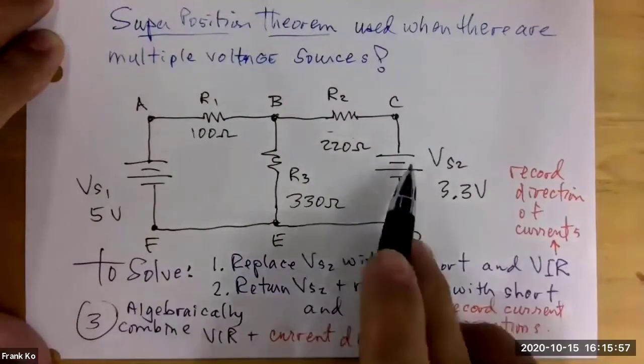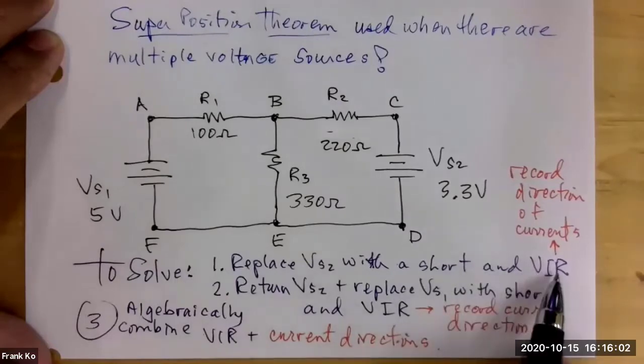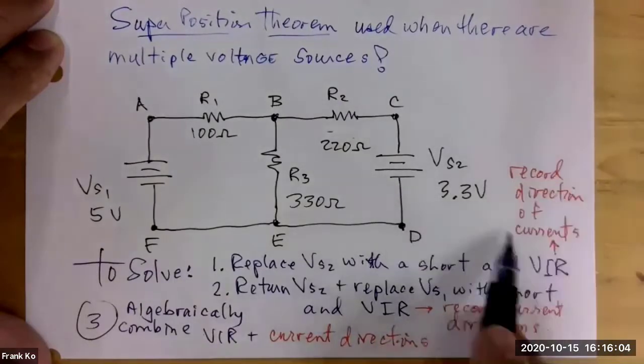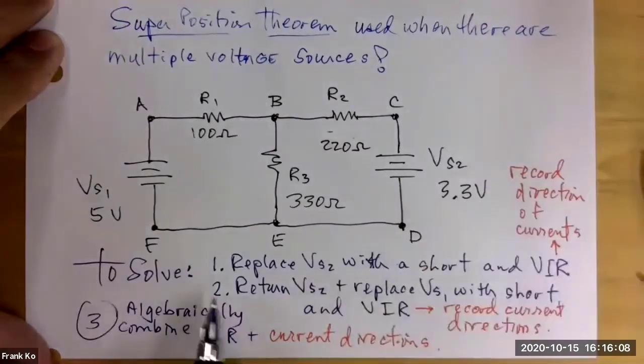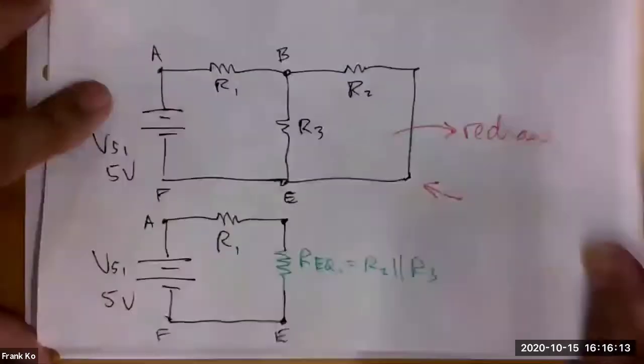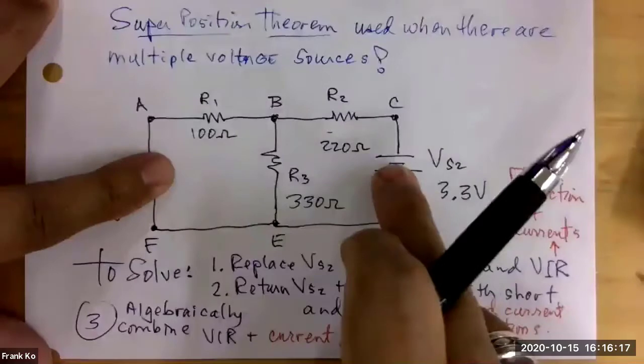You replace one of the voltage sources with a what? A short, and then you do a VIR table, and be mindful that you want to record the direction of your currents. Then in step 2, you want to return that voltage source because you had it shorted. It was replaced with a wire. You want to bring it back. When you bring it back, it looks just like this.